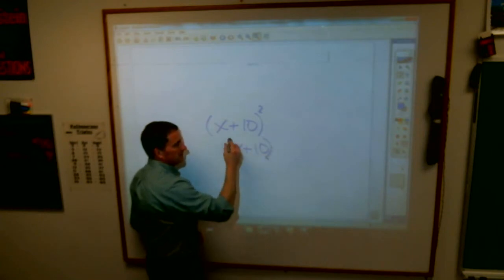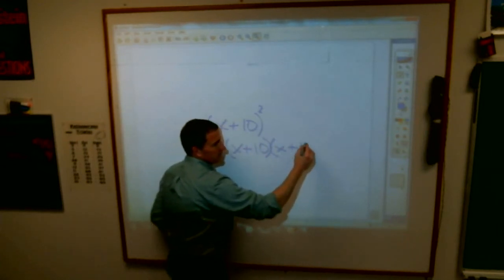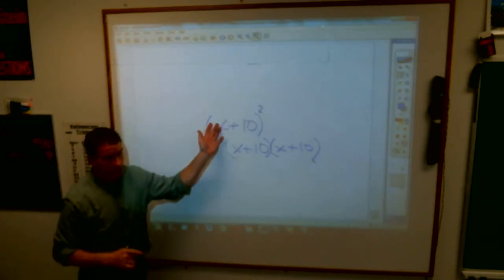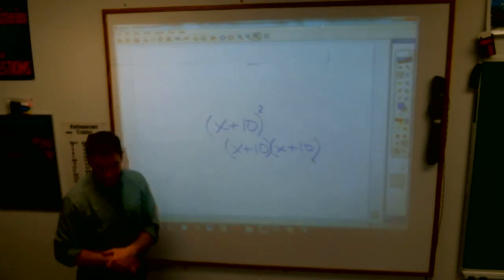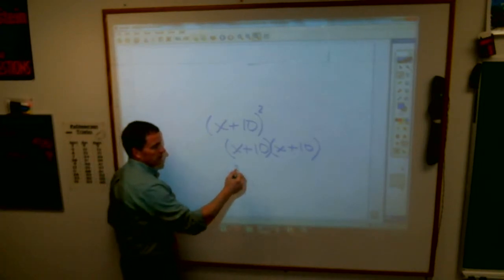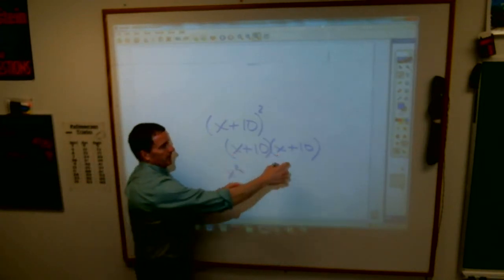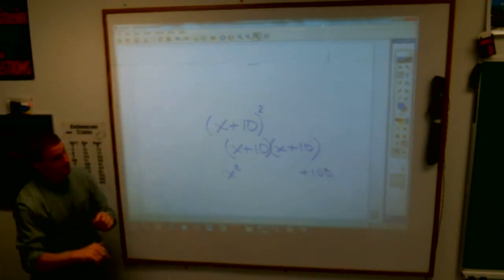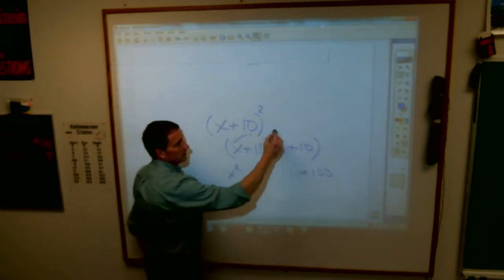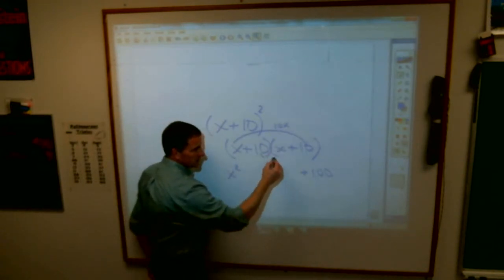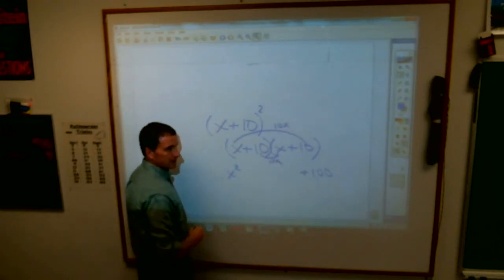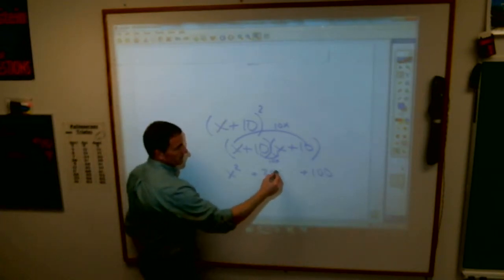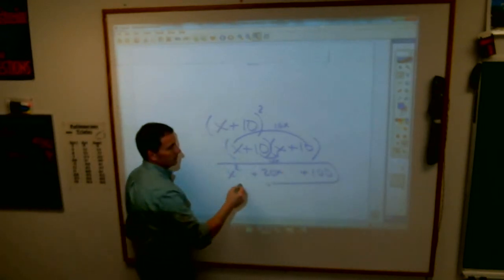X plus 10 squared means you have two of these times themselves. That's what x plus 10 squared means. And if you use FOIL on it, yes, I agree with the x squared for the two first terms. And I do agree with the 100 for the last terms. But if you put the outside terms with the inside terms, what is this? 10x. What is this? 10x. If you have 10x and 10x, you end up with, Keith, 20x's. There, in fact, is still a middle term there.